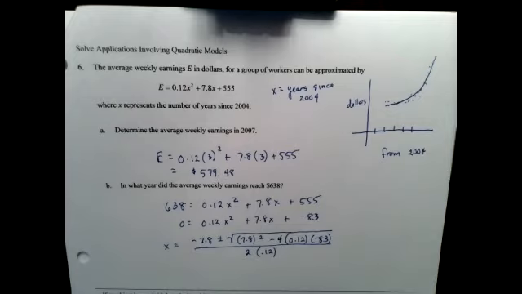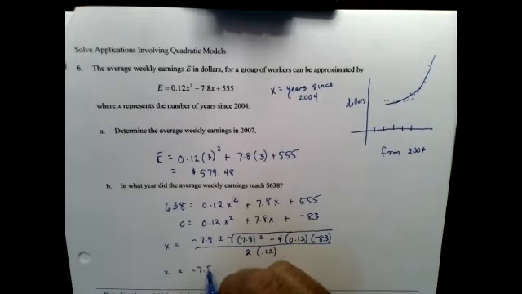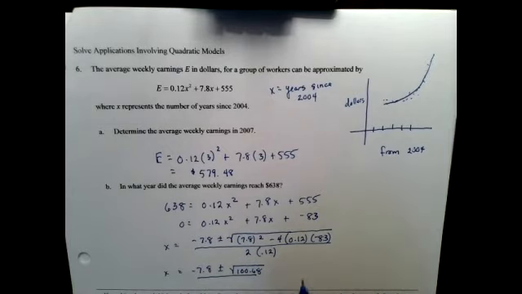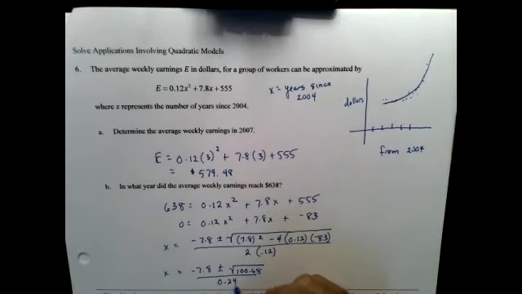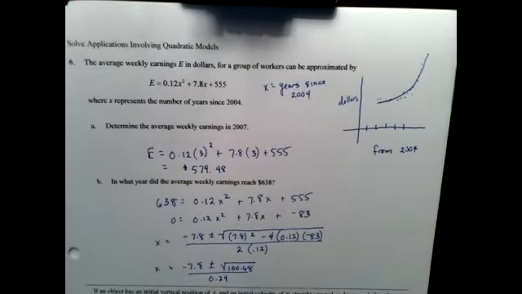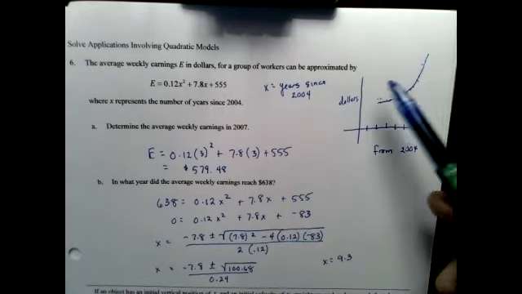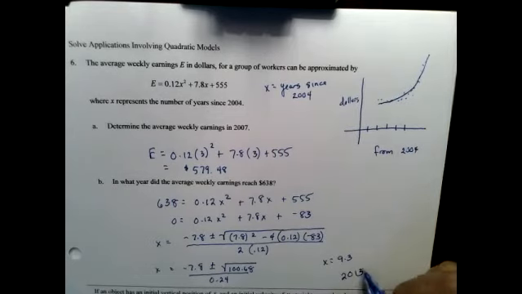Now I have to do some calculator punching. Negative 7.8 plus or minus the square root of 100.68, all over 0.24. And I'm going to leave the rest of the work up to you. You should get one of your answers is x equals 9.3, which means the year would be 2013.